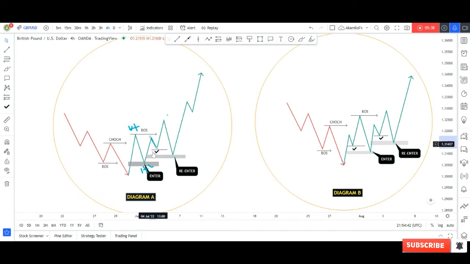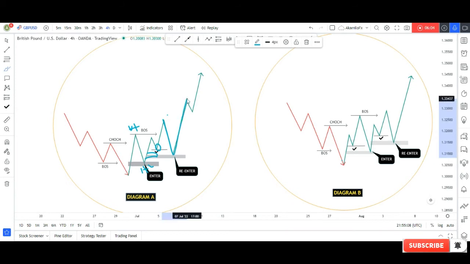So we need to find this zone. Let's say we have an order block at this level. Price has created an inducement leg here. So when price creates this inducement leg, we'll be waiting for price to come and clear that inducement leg, tap into our order block or our imbalance level, and then move to the upside.